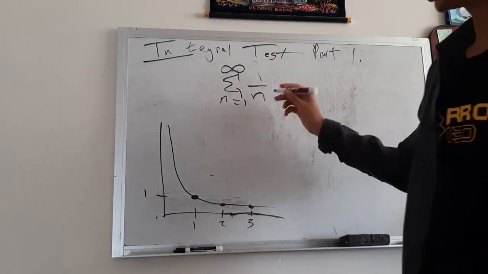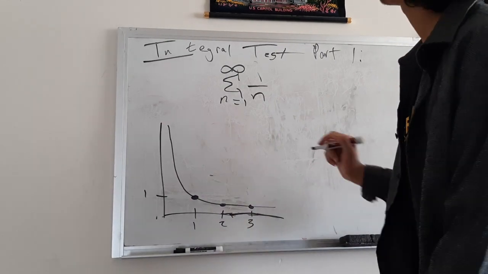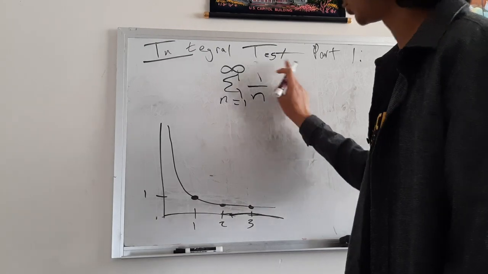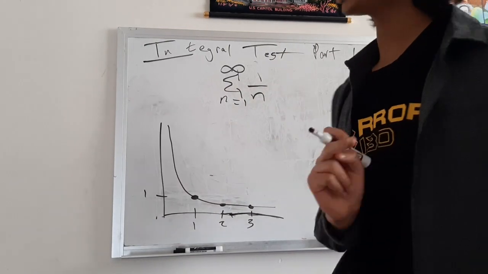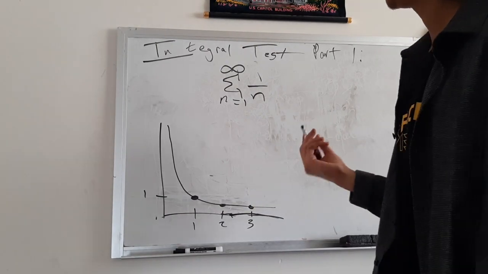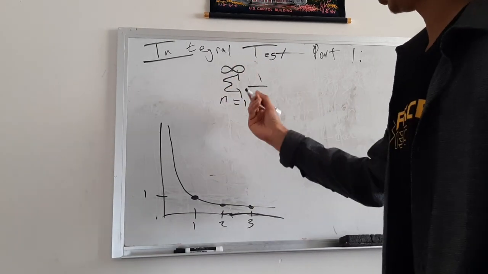This is just the harmonic series. We talked about how it diverged in the nth term divergence test, and you might be confused because nth term divergence says this approaches zero, so it doesn't necessarily diverge, but the integral test will show you why. So let's look at this series, right?